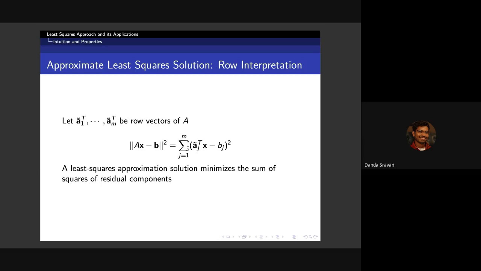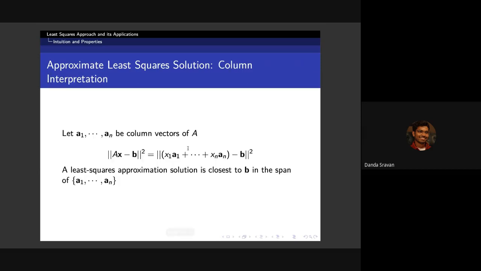So let's look at the solution in a different way. So now instead of working with the row vectors, I use the column vectors. So if I have a1 so on an as the column vectors of A, then this Ax minus b can be written like this. So this is a vector in the span of the space spanned by a1 to an. So in other words, I want to find a vector in the span of the column vectors of A such that it is closest to b. So this is the idea.